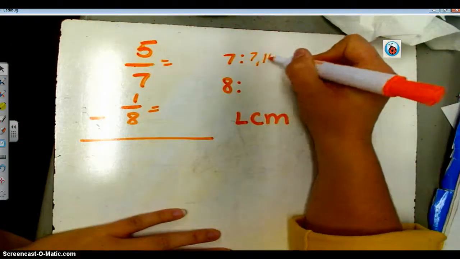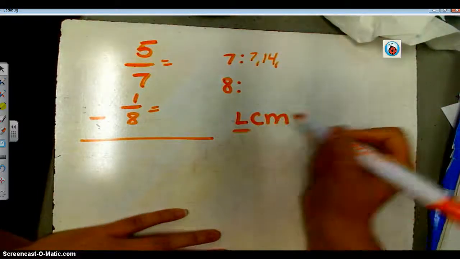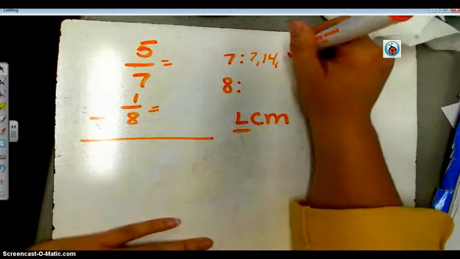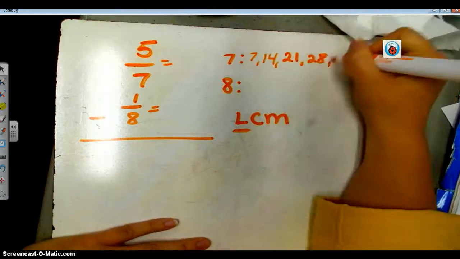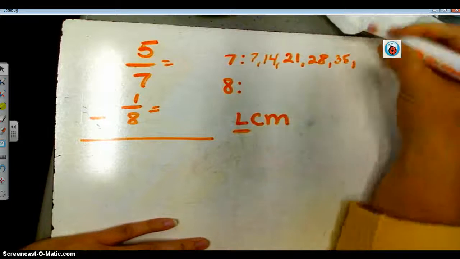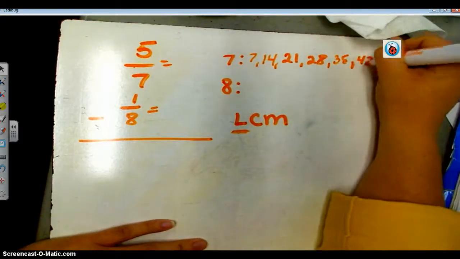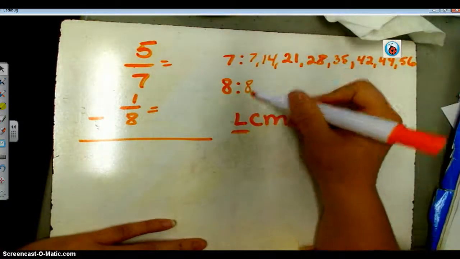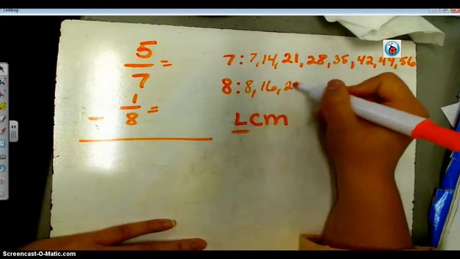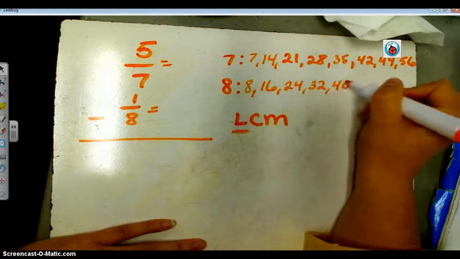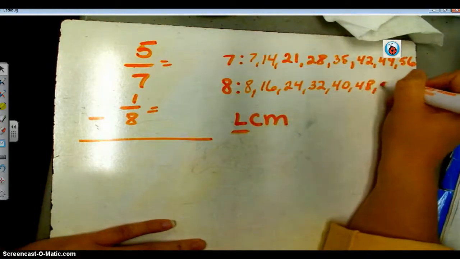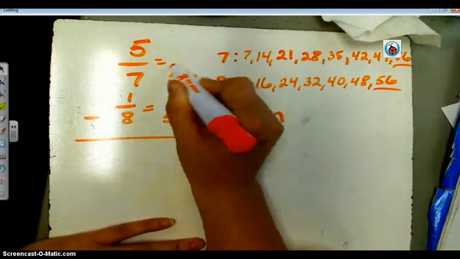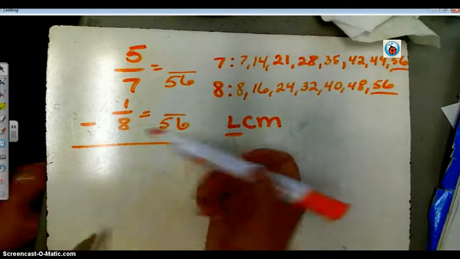Or we can go through and find the least. Least would mean that we wouldn't have to do what as much? Simplify. We wouldn't have to simplify as much. But if we worked out our multiples, we would eventually get to 56. So 56 becomes our denominator for both. Okay? Now what do we do?